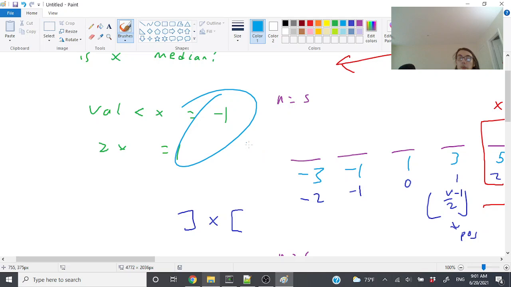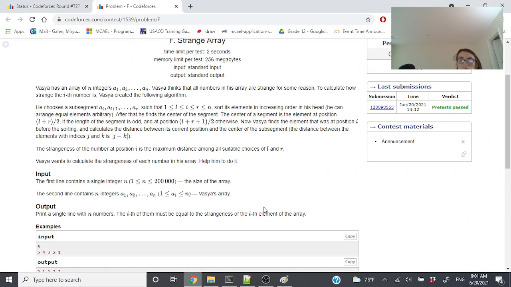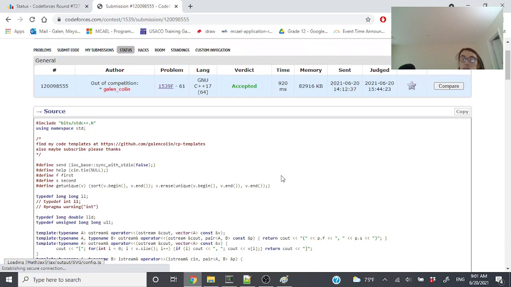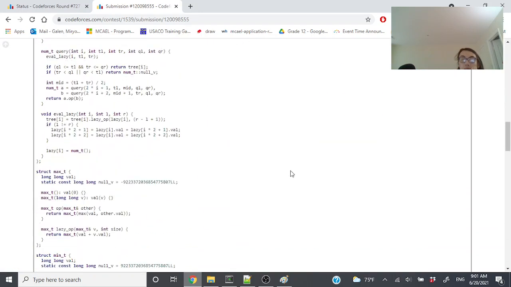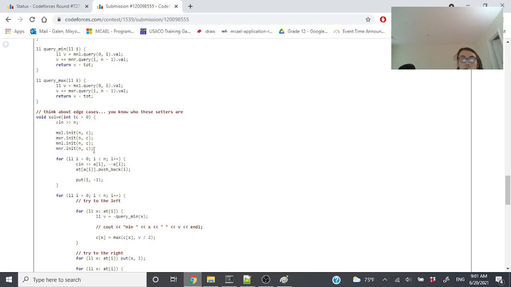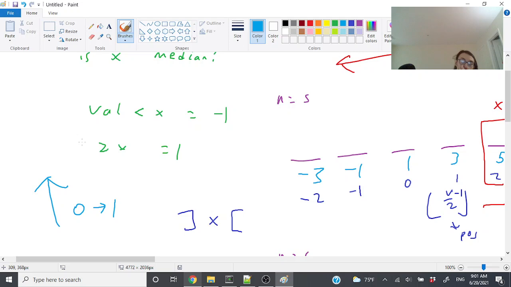So to be able to do this, to have these be -1 and 1, we can simply process elements in increasing order, and as we handle an element, we set it to 1. That will have the values that are less than be set to 1. For example, in this code, we have 4 segment trees: one for max, one for the highest values to the left and right, and the smallest values to the left and right.